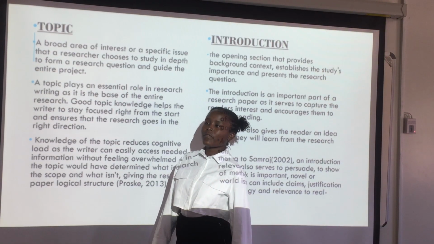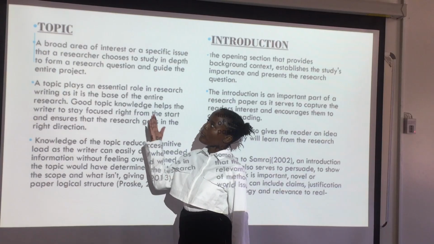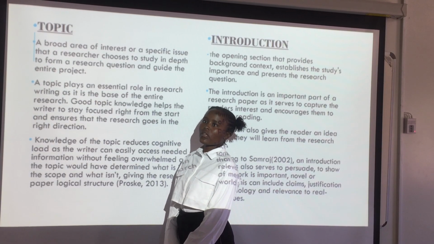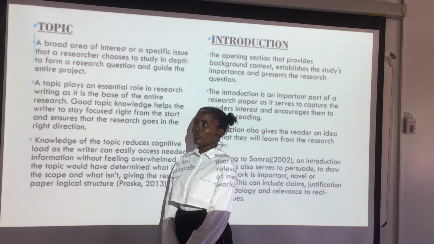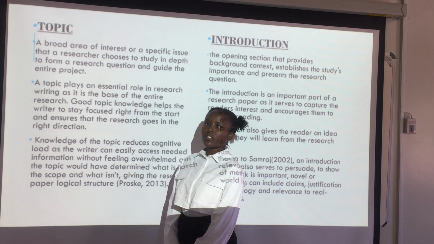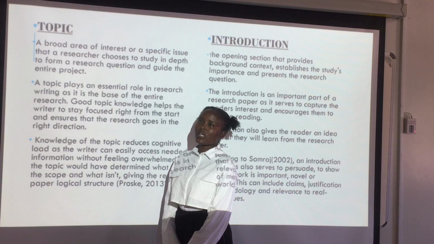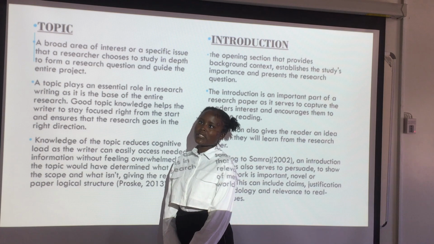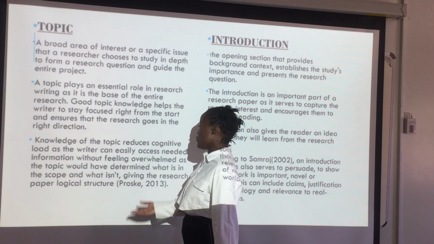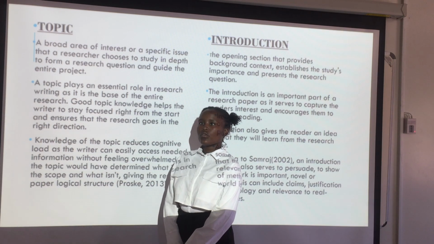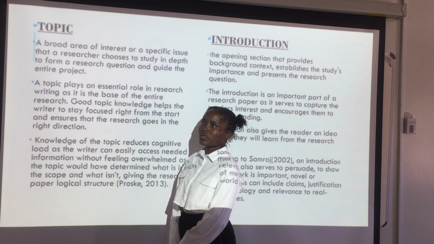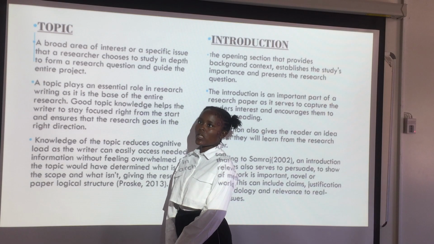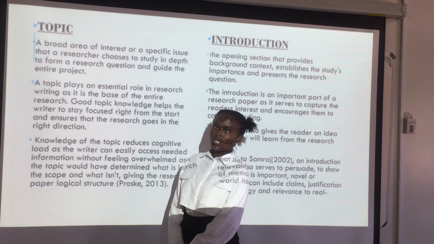I'll be taking you through the first stage of research writing, which is topic. A research topic is a broad area or specific issue the researcher studies to guide the whole project. A good foundation of a research helps readers to stay focused and ensures that the research is in the right direction. According to Prosky 2013, a good knowledge of research topic helps reduce confusion, defines a scope, and provides a clear logical structure of the research.